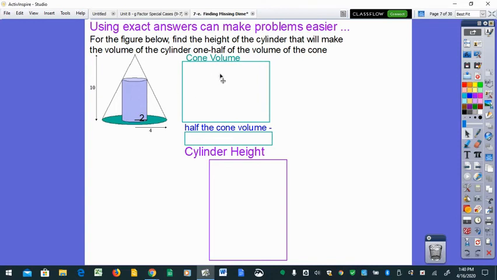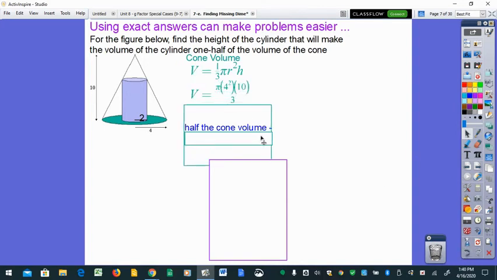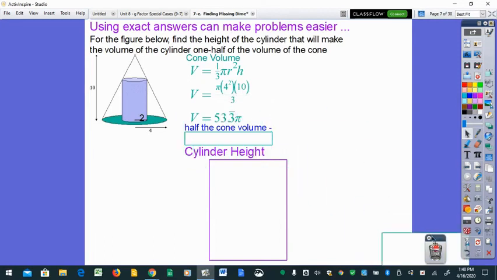We're going to start by finding the cone volume. So here comes my formula. I know that the radius of the cone is 4, and I know that the height is 10. So this is a straight volume problem. So I'm going to make my substitutions. 4 squared is 16. 16 times 10, divided by 3, multiplied by pi, and I'm going to get about 53.3 pi as my exact answer. So 16 times 10 divided by 3 is about 53.33333 pi.